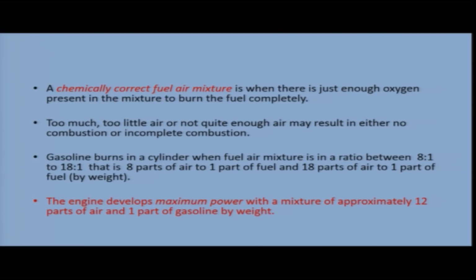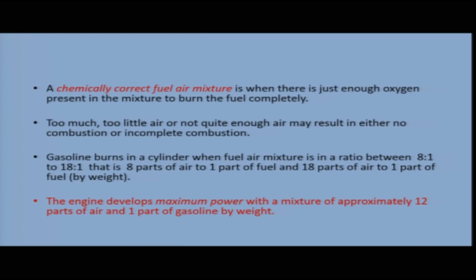A chemically correct fuel air mixture is when there is just enough oxygen present in the mixture to burn the fuel completely. Too much or too little air may result in either no combustion or incomplete combustion. So, if you have too much air, that means your mixture is lean. You have too much air as compared to fuel. Or if you have too little air as compared to fuel, that means your mixture is rich.